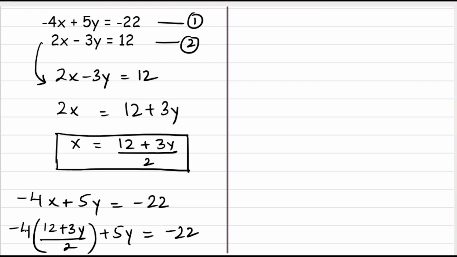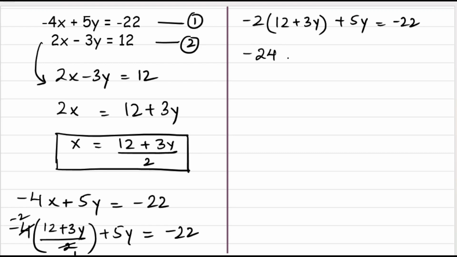Now I can see that I can divide this 4 by 2. So 2 divided by 2 is 1, and minus 4 divided by 2 is minus 2. So what do I get? I get minus 2 outside. Inside the bracket, I have 12 plus 3y, and then I have this 5y equals minus 22. Use the distributive property. Minus 2 times 12 is minus 24. Minus 2 times plus 3y is minus 6y. This plus 5y as it is equals minus 22.